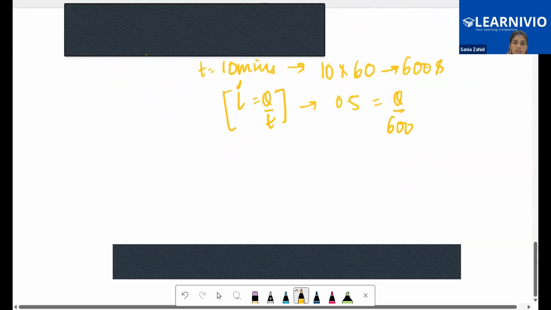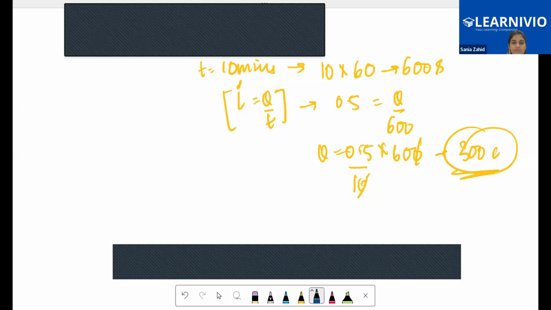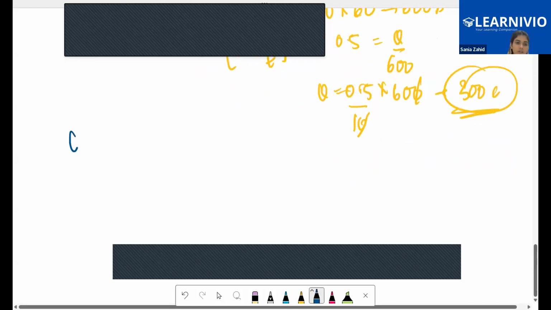So Q you will get as 0.5 into 600. Now a 0 and 0 will be cut. You'll have 300 coulombs. Fine. Okay, now you have the next question.